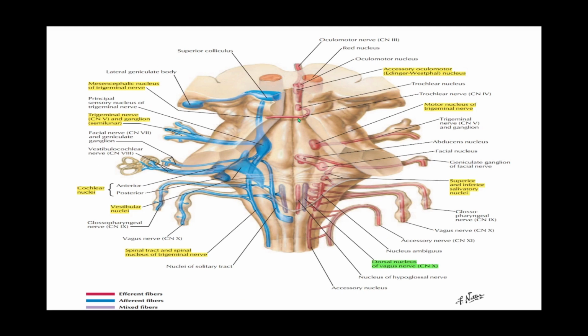So looking at the nuclei of the cranial nerves and their spatial location within the brainstem. Here you have the nucleus of the oculomotor nerve, and the accessory oculomotor nucleus, which is called the Edinger-Westphal nucleus. So they are in the midbrain. So the oculomotor nuclei are in the midbrain. Same as the trochlear nucleus, the fourth cranial nerve, also in the midbrain. But you can see it's very close to the midbrain-pontine junction.